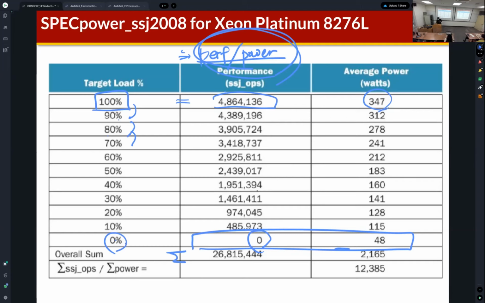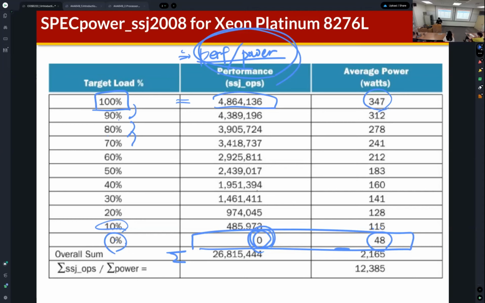What does that mean? A server computer does not need to do work when the target load is 0%, but the computer system still consumes this much power, 48 watts. At 10%, 115.